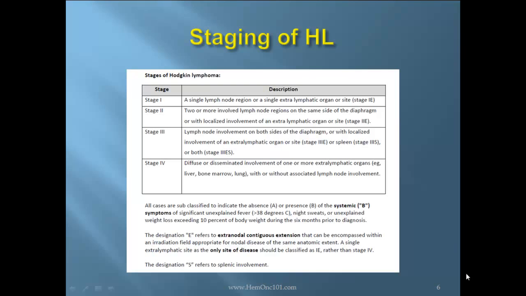The designation E refers to extranodal contiguous extension that can be encompassed within an irradiation field appropriate for nodal disease of the same anatomic extent. A single extralymphatic site as the only site of disease should be classified as 1E rather than stage 4. And as I said, designation S refers to splenic involvement.